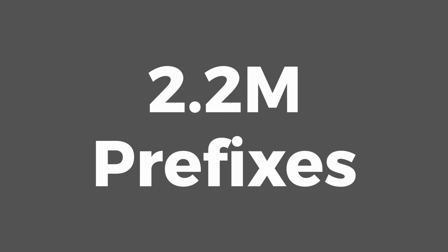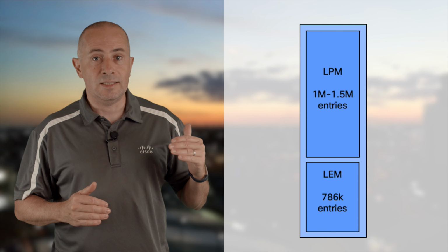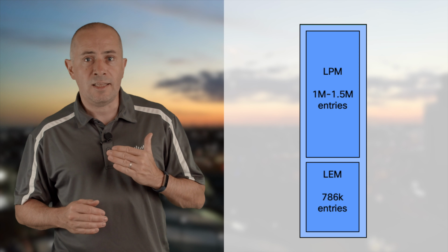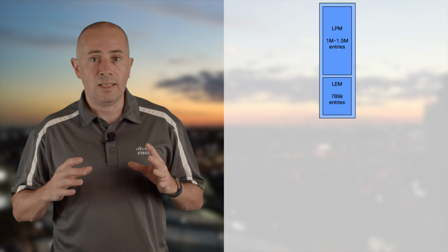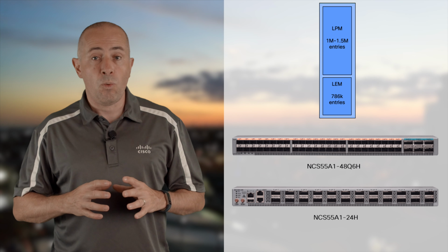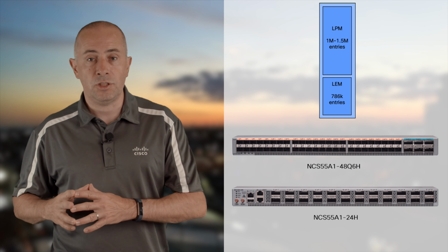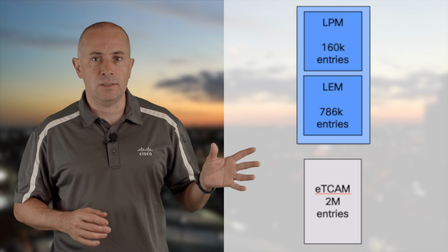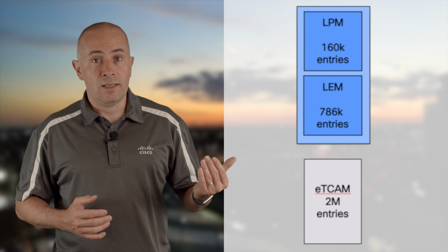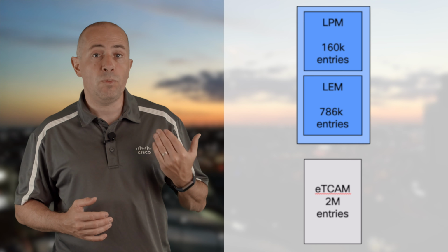2.2 million prefixes. That's the second level, split in 784K in LEM and around 1.5 million in LPM. That's the scale we can get on the 55A124H and the 55A148Q6H.